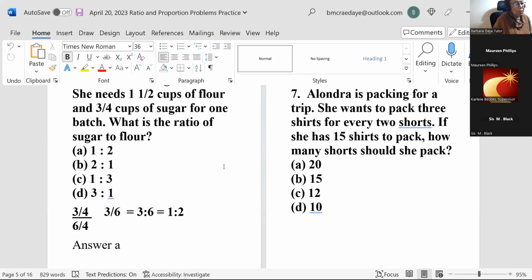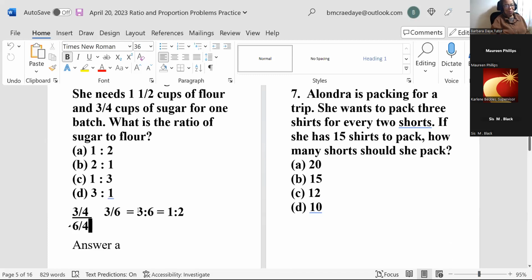1/2, then it wouldn't be 3 to 1 though, Mercedes. It would be 1 to 3, because remember, you still have less sugar than you do flour. 1/2 is less than 1.5. So it'd be 1/2 to 3 halves or 1 to 3. Got it?